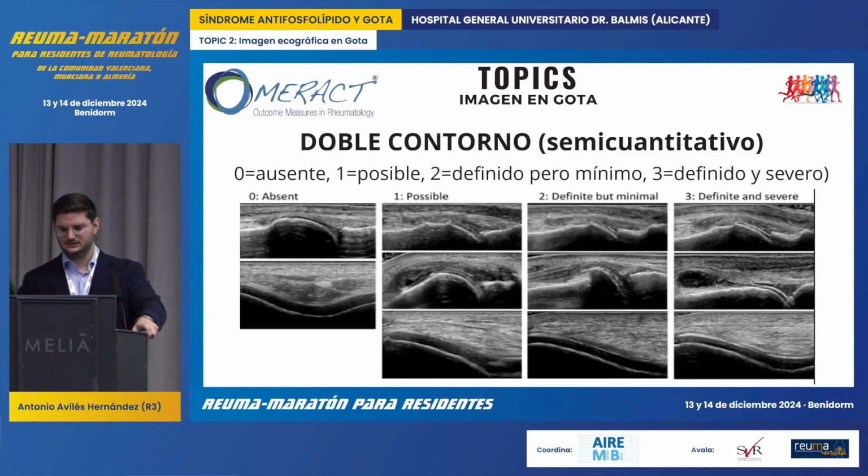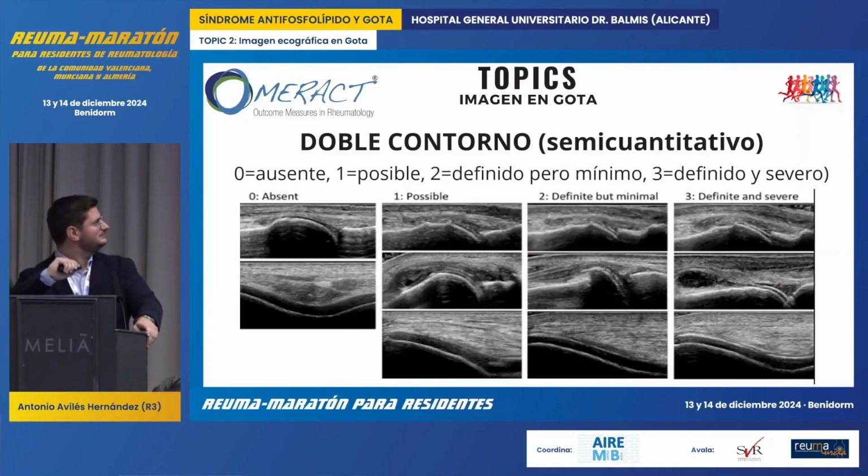To that end, they talk about the OMERACT group, which is the Outcome Measures in Rheumatology group. They established 4 ultrasound features that we should look for in patients to reach a diagnosis of gout. The first of these, and the most specific, is the double contour sign. The double contour is graded from 0 to 3 in a semi-quantitative manner.